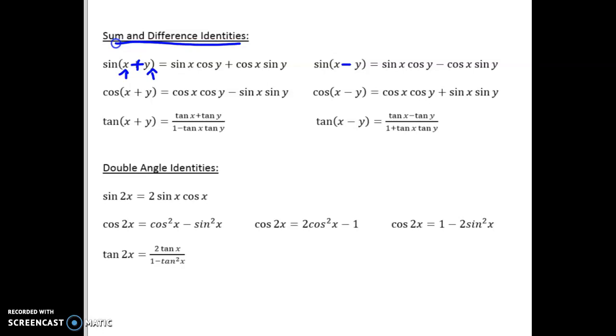The double angle identities mean that the angle is double what the nice angle was originally. So for example, if x was 30, then we'd be talking about a 60-degree angle, because 2 times 30 is 60. Again, it just follows a pattern. The only one here that's tricky is cosine, because the double angle identity for cosine actually has 3 different options. So when you have a cosine double angle, you're going to have to pick which one you think would work best for the situation you're given.